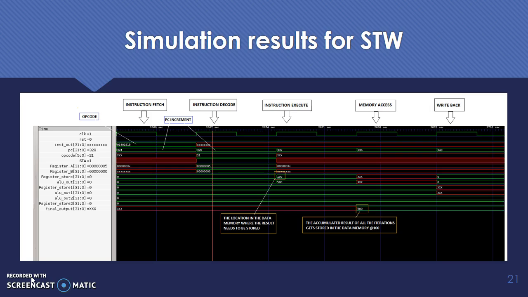Store instruction uses the memory access stage. Here the data from the register file is being transferred into the memory. As we can see, the final output is stored into the desired location in data memory, at the 100th location of data memory. So this is how we got the desired results.